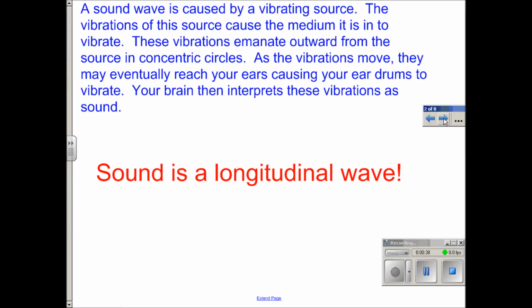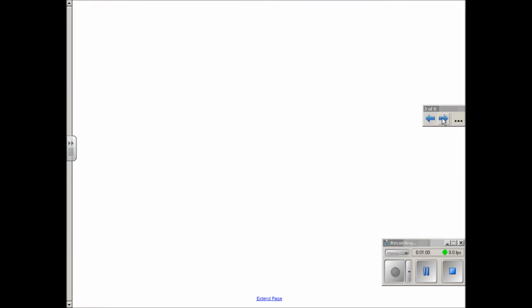As the vibrations move, they could eventually reach your ears. Those vibrations will cause your eardrums to vibrate, and your brain interprets that as sound. As we're going to see here in a second, it turns out that sound is a longitudinal wave, which means that if the energy is traveling this way, your particles are going to go back and forth in a direction that's parallel to that. So let me show you an example of this.